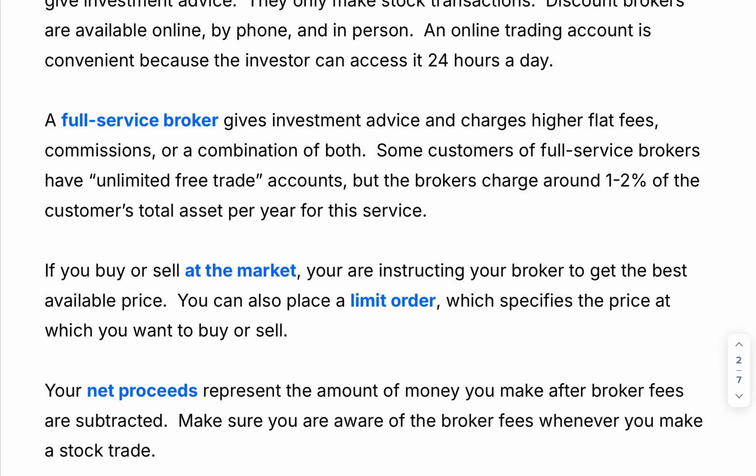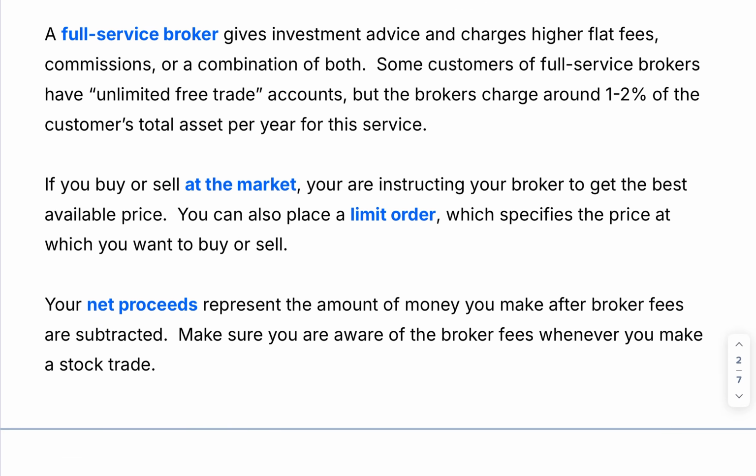If you buy or sell at the market, you are instructing your broker to get the best available price. Now, you can also place what's called a limit order, which specifies the price at which you want to buy or sell. So, for example, let's say you put in a limit order to buy a particular share at $30 a share. And so your stockbroker will buy these shares until the price exceeds $30. And at that point, your stockbroker will not purchase any more shares.